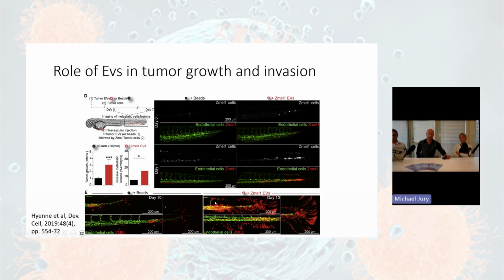So this is perhaps not exactly the seed and soil hypothesis, because the EVs were injected. Oh, they were actually injected early. Sorry, I messed this up. So the EVs were injected first, and then the tumor cells a couple of days later. So this is related to the preparing the soil hypothesis here.